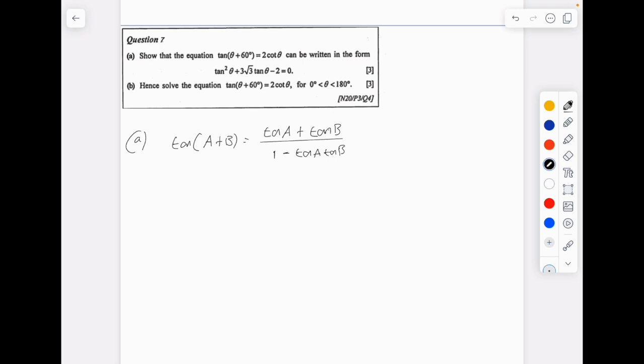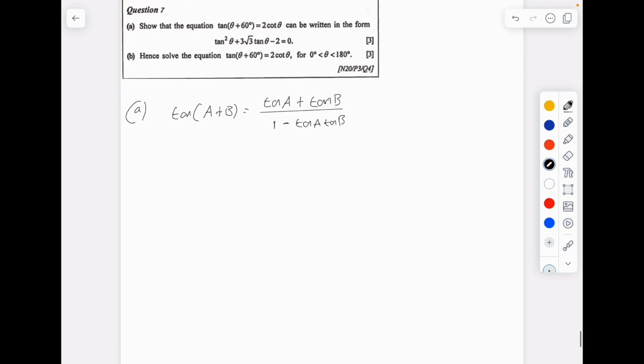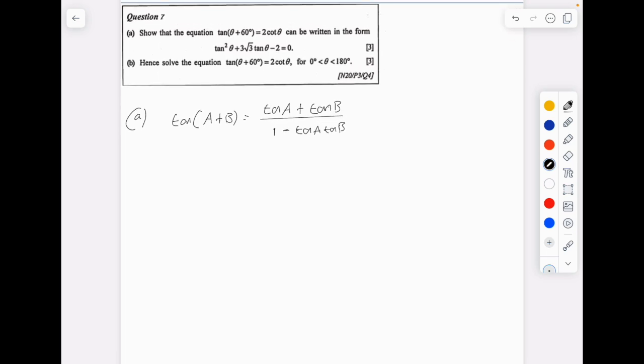Alright? Now, knowing that, we can proceed to say the following. We can say then that tan theta plus tan 60 over 1 minus tan theta tan 60 is going to equal 2 over tan theta. Why do I say that? Because that's what cot is equal to, 1 over tan theta.